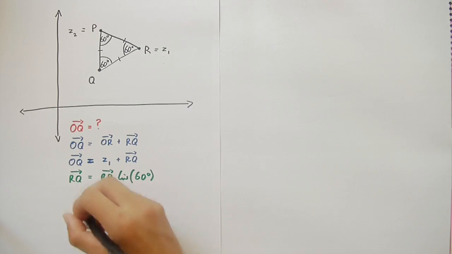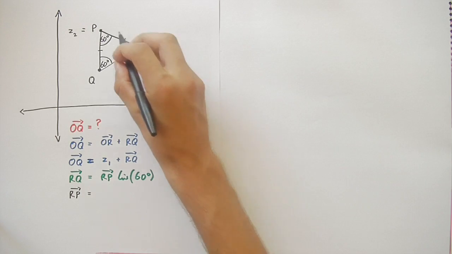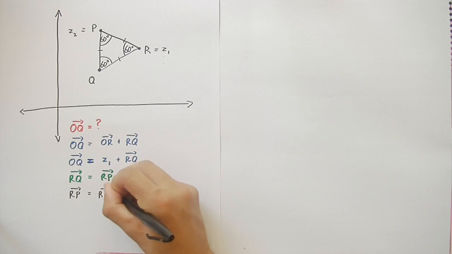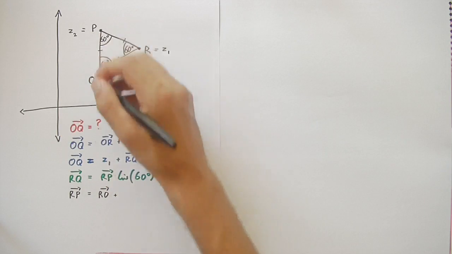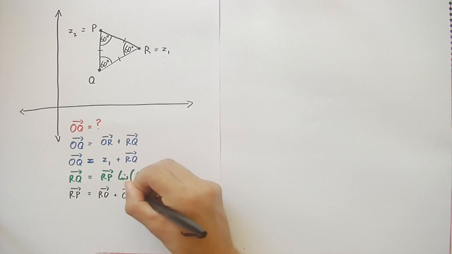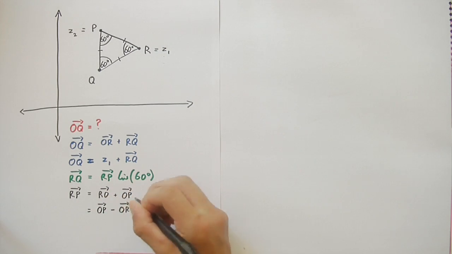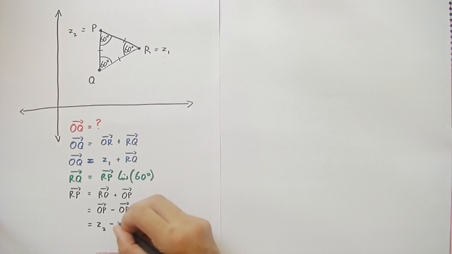But now we've got an R going to P here. But R going to P means that we start at R and we finish at P. But instead of going directly there, we can go from R to O first, which is R going to O, and then we can go from O to P, which means we add O going to P. And this is equal to O going to P minus O going to R by taking the negative vector of R going to O. But O going to P is simply z2, and O going to R is just z1. So we get that R going to P is equal to z2 minus z1.